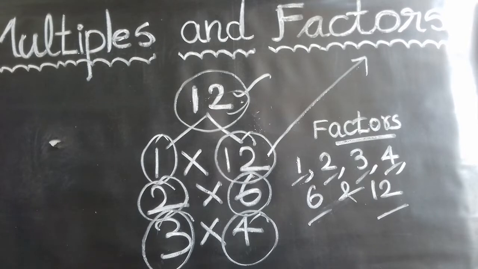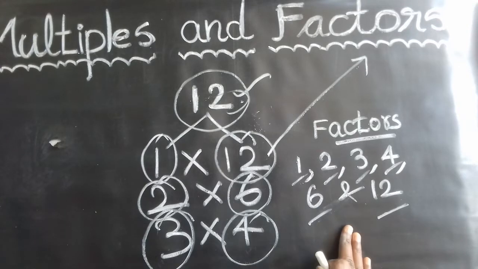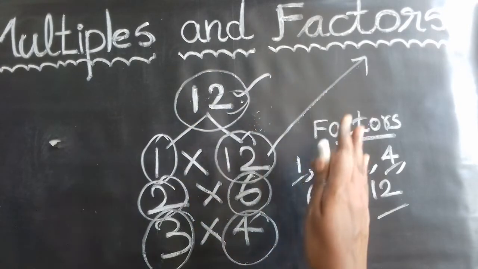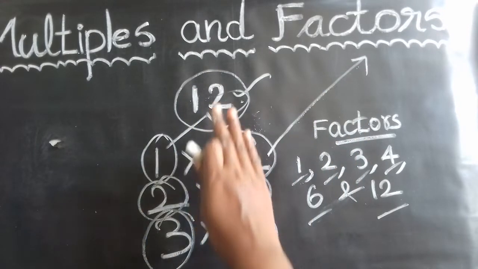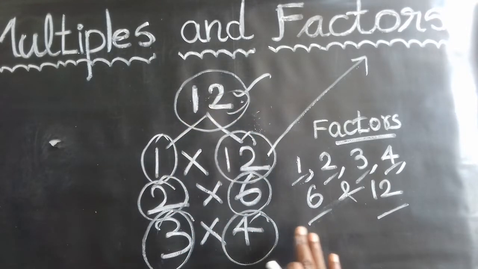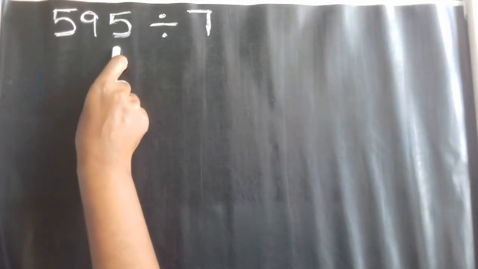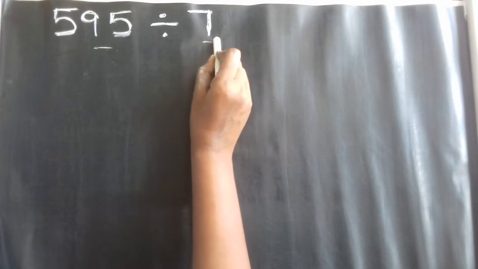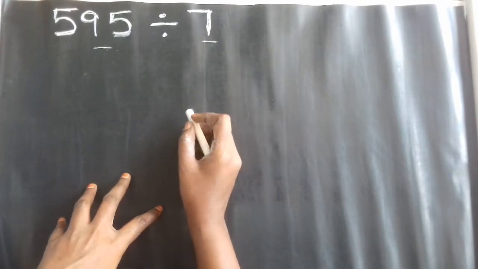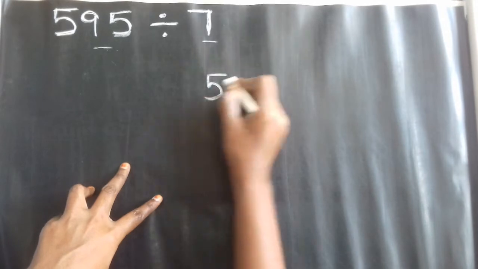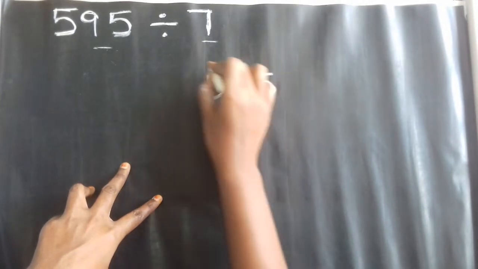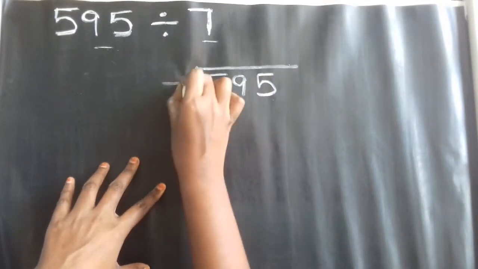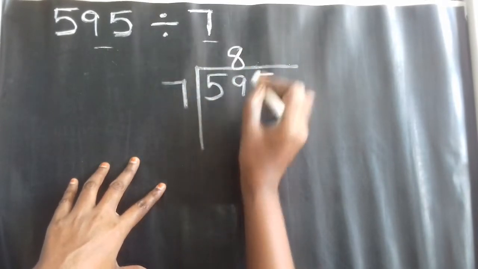Now let us learn multiples and factors through division method. So far we have learned multiples and factors by expressing a number as a product of two numbers. So now we are going to learn multiples and factors through division method. We have taken 595 as dividend and 7 as a divisor. Now let's divide this number. 595 divided by 7. So 7 into 8 times is 56.